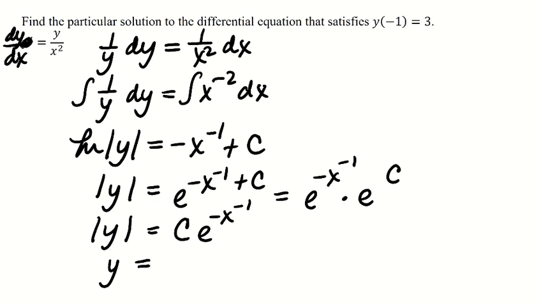Because if the absolute value of y is equal to this thing, then y could either be this thing or it could be the opposite of this thing. So that's where we use the plus minus. C e to the negative x to the negative 1.